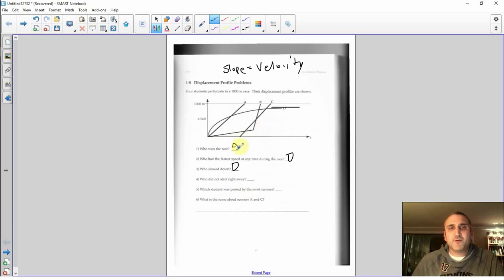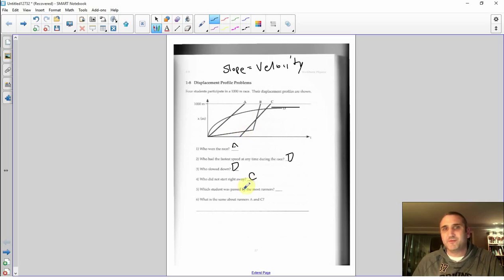Who didn't start right away? Well, that's the person that had 0 velocity, who had no slope to start with, and that was person C, because they started at 0 meters per second. I guess the starting pistol went off.